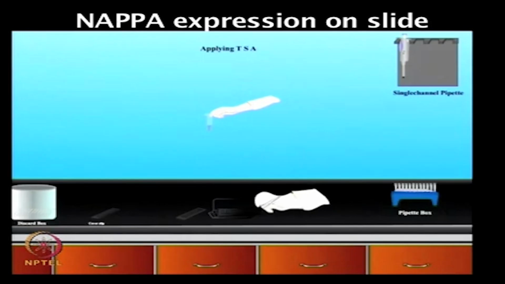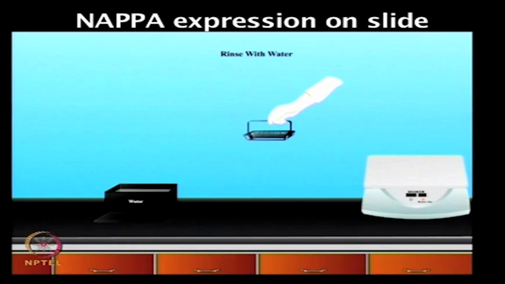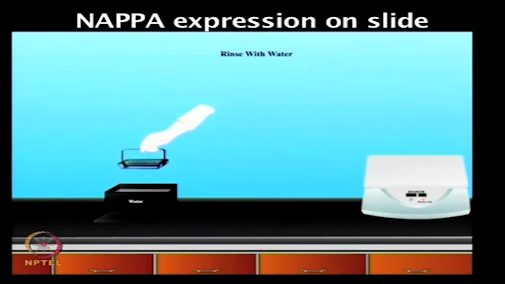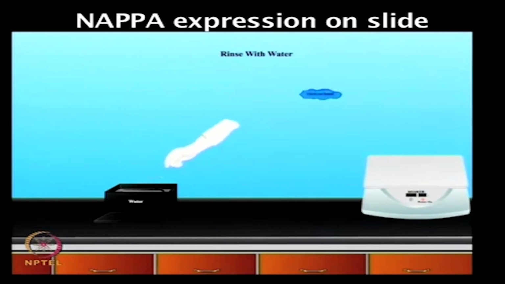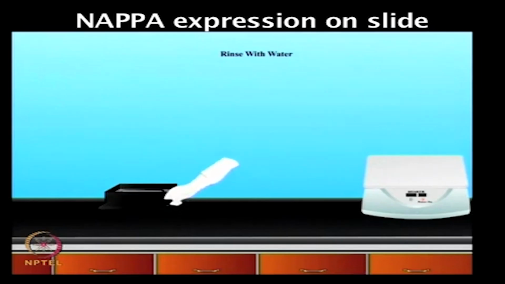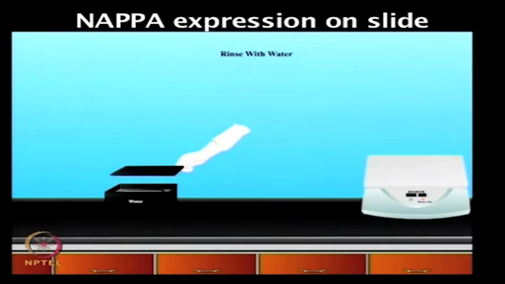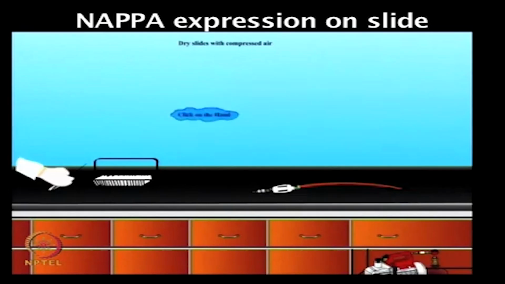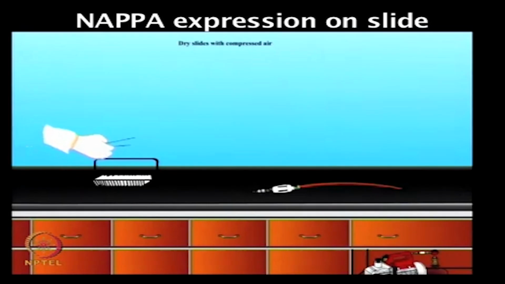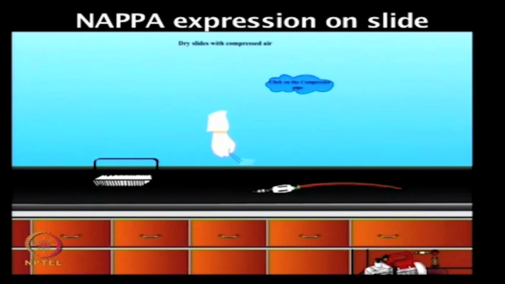After secondary antibody incubation, we need to wash with PBS 3 times and then apply Tyramide signal amplification system for signal detection. After adding the TSA solution and incubation, then we need to wash the arrays in water very quickly, so that excess TSA is removed. Now, we need to dry the slides with compressed air, or the drying step can also be performed by using centrifugation.